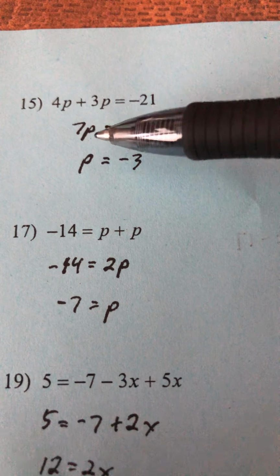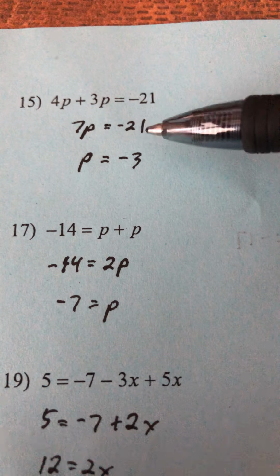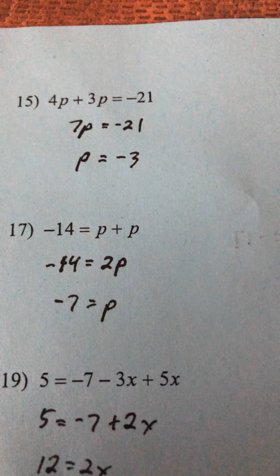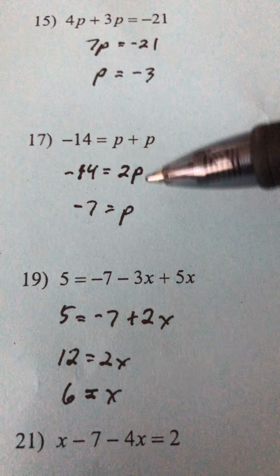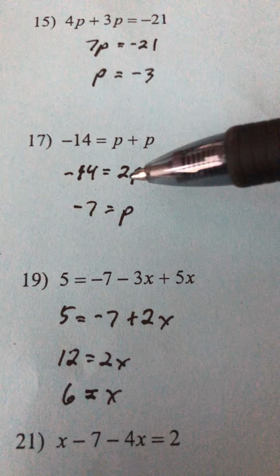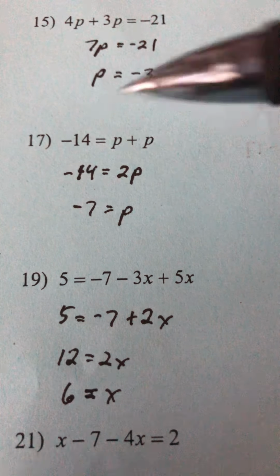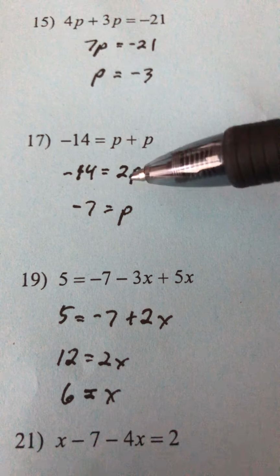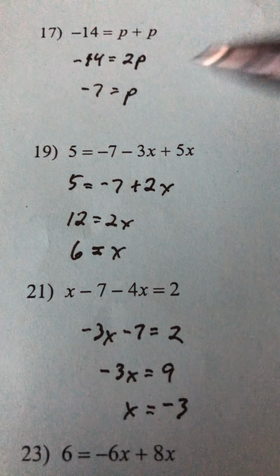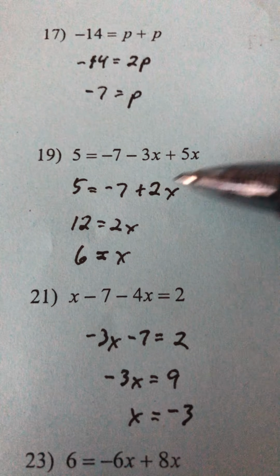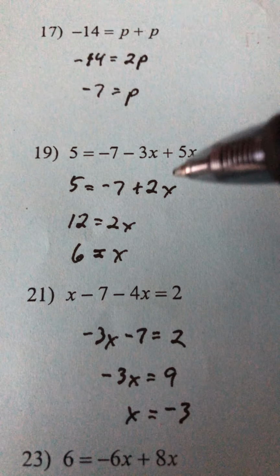My 4p and 3p gets 7p. Negative 21 divided by that 7 is negative 3. I got my 2p's together to make 7p, and negative 14 divided by 7 is negative 2. I put my negative 3x and my 5x, and I get 2x. It should be an x.